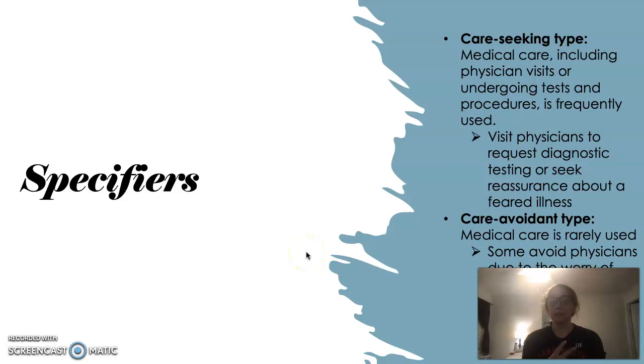So for this one, like I said, there's 2 specifiers. The first one is care-seeking type, and in this one, medical care, including physician visits or undergoing tests and procedures, is frequently used. So this group of people will visit physicians to request diagnostic testing or seek reassurance about a feared illness. So they want to go, they want to hear that they're okay, they want them to run all these tests. And then the other type, on the opposite end of the spectrum, is the care avoidant type, where medical care is rarely used. They will avoid physicians because they're worried about being diagnosed with their feared illness.